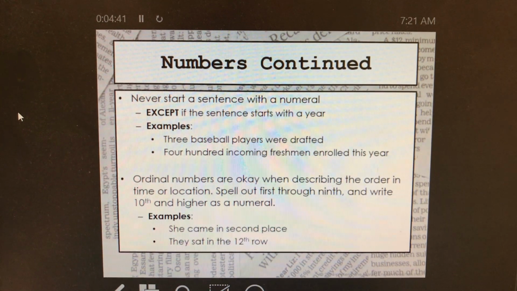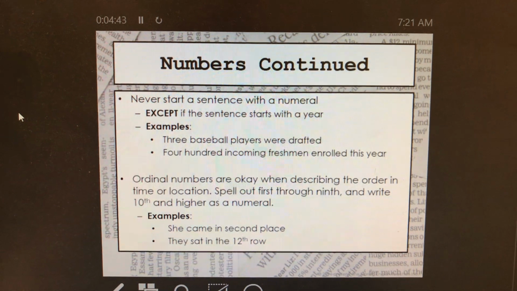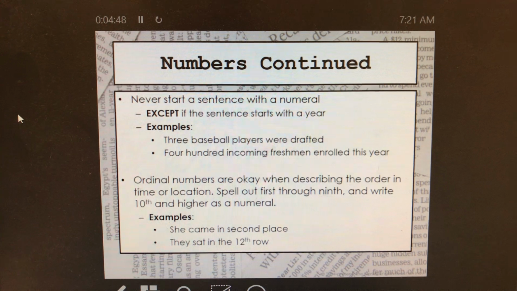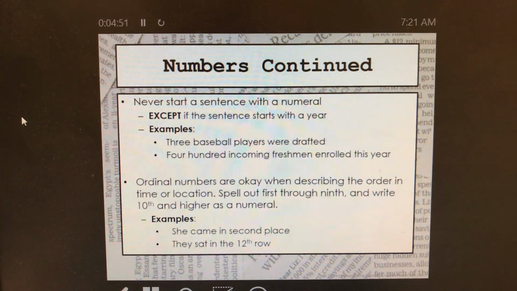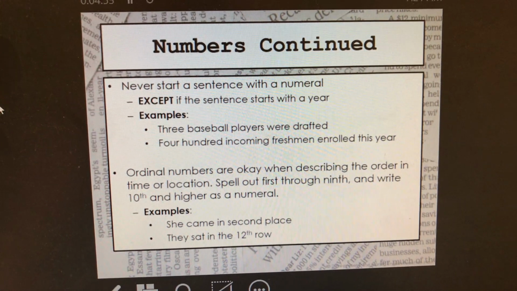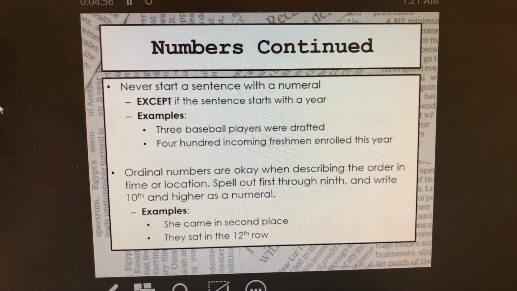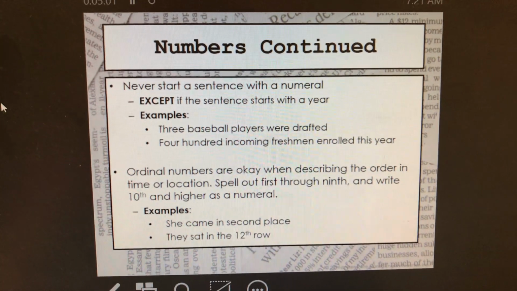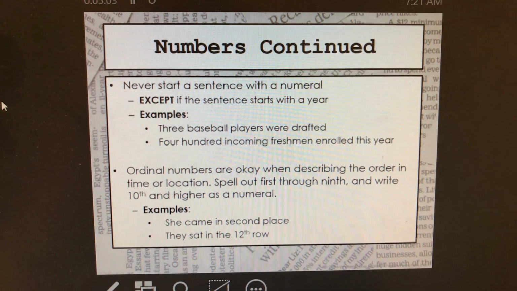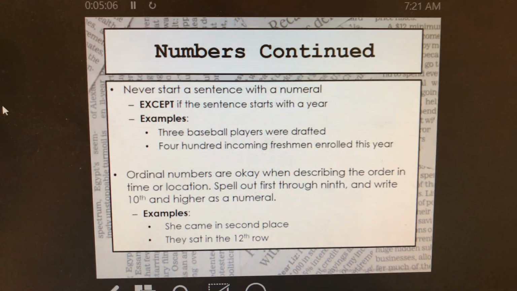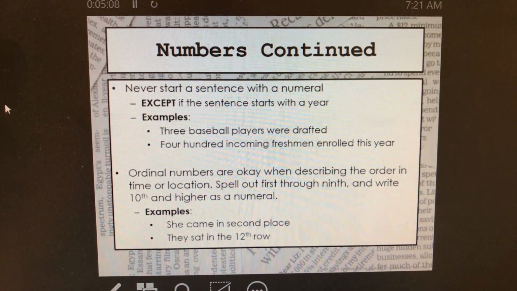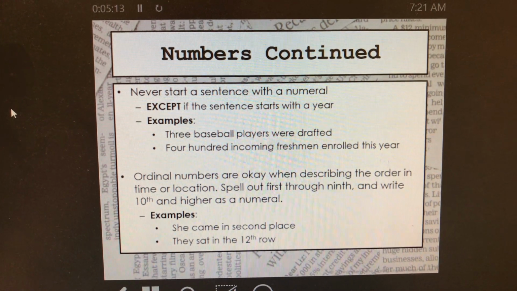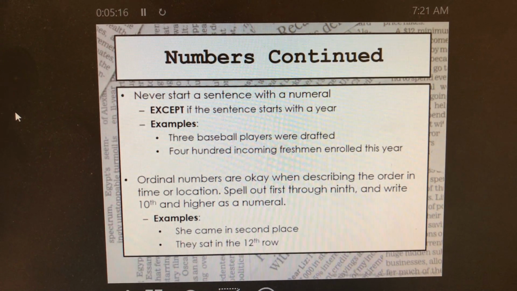Now, you never want to start a sentence with a numeral except if the sentence starts with a year. For example, 3 basketball players were drafted and 400 incoming freshmen enrolled this year. Now, the 3 baseball players, that follows our rule because again, 3 is between 1 and 9. However, 400 is most certainly not between 1 and 9, but our sentence is starting with a number.